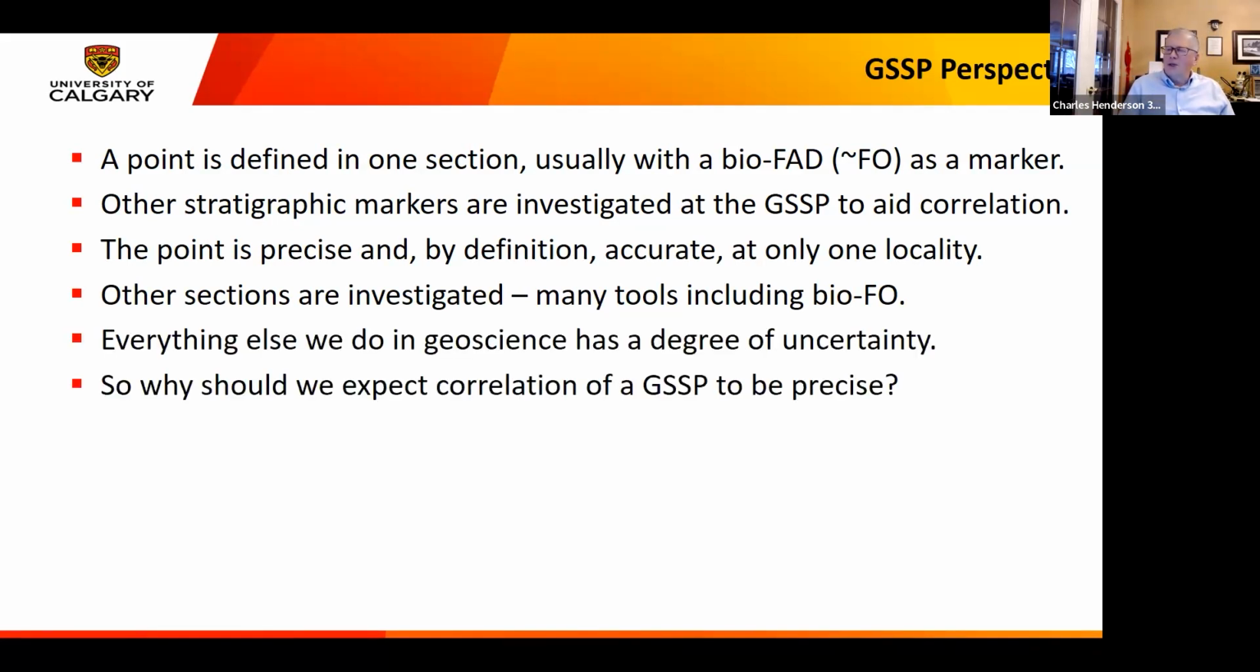This has been coming up more and more lately. We heard it from Brad Kramer at the Strati meeting. I had discussions about this with Mark Schmitz last week at the GSA meeting. We have to consider uncertainty to a much greater extent than we have before in our biostratigraphic work. Everything else we do in geoscience has a degree of uncertainty. So why should we not expect the correlation of a GSSP to have some uncertainty? Why would we expect correlation around the world to be absolutely precise?